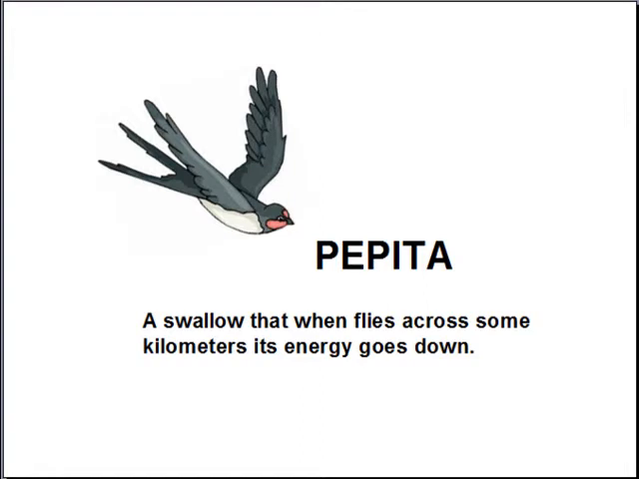So, let's create an object in Loop. Particularly, we want to program a swallow called Pepita. We want Pepita to be able to fly distances. When Pepita flies, its energy goes down.